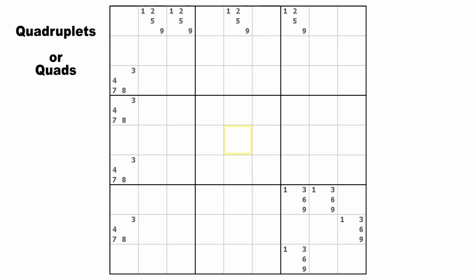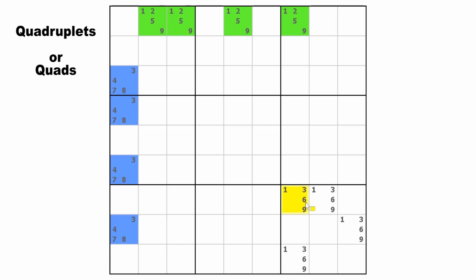Okay? And as you have probably already guessed, subsets of 4 candidates are called quads or quadruplets. Here in row 1, we have a quadruplet of 1, 2, 5, and 9. And in column 1, we have a quadruplet of 3, 4, 7, and 8. And down here in block 9, we have a quadruplet of 1, 3, 6, and 9. In this pencil and paper course, it will be a rare occurrence when we will need to consider any subset greater than a quad, okay? So there's no need to freak out, at least not yet, ha ha.